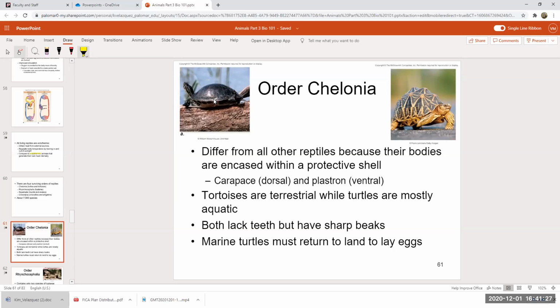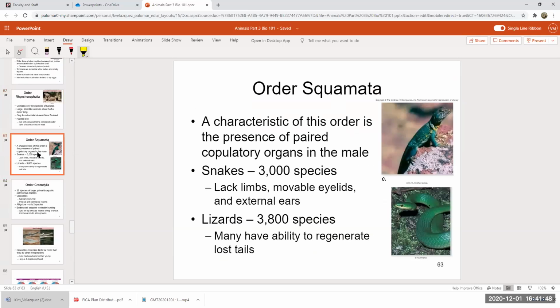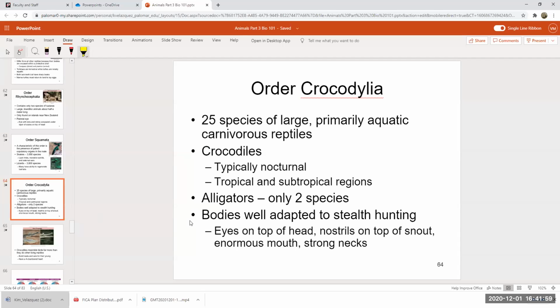About 7,000 species of living reptiles. Here we go. Turtles are in the water. Tortoises are terrestrial. No teeth. Here's the tuatra. He's only found on islands near New Zealand, very rare. Has a parietal eye right on his forehead. Lizards and snakes. Actually more lizard species than snake species. And then crocodiles and alligators. There are actually only 2 species of alligator on Earth. So most of what we call alligators are mostly crocodiles. 25 different species of crocodile.